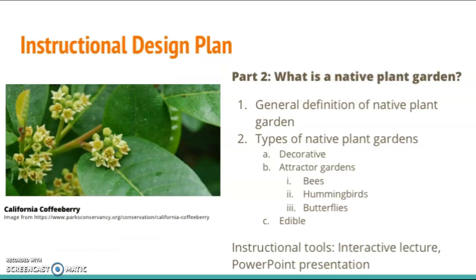The second part of our instruction will be teaching about native plant gardens. This includes the definition of a native plant garden and the types of native plant gardens: decorative, attractor gardens for bees, hummingbirds, and/or butterflies, or edible gardens. It will be delivered through an interactive lecture with a PowerPoint presentation.